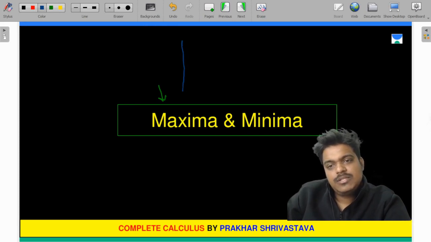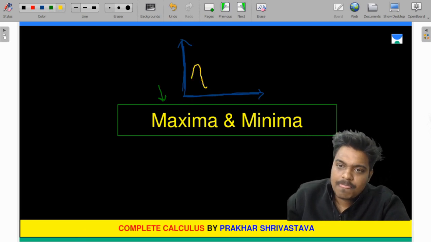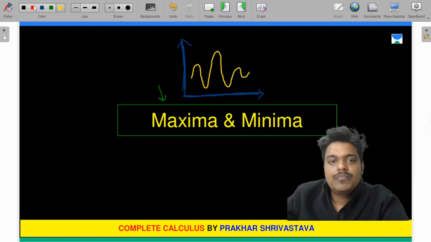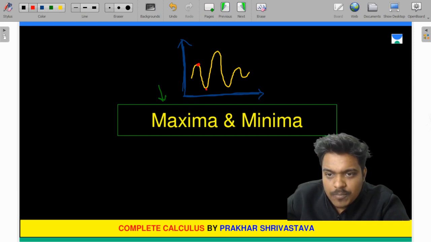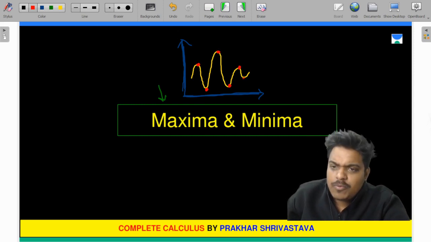Suppose this is your graph. Now, if I ask you what the maximum or minimum points are, you can say it goes to a maximum value, then drops to a minimum value, then again goes to a maximum value, then again drops to a minimum value, then again goes to a maximum value, and then again drops to a minimum value.